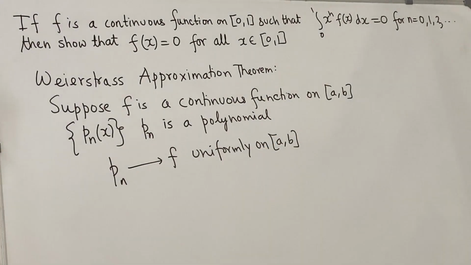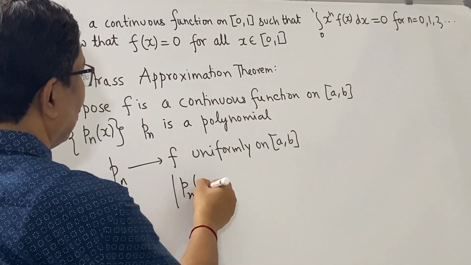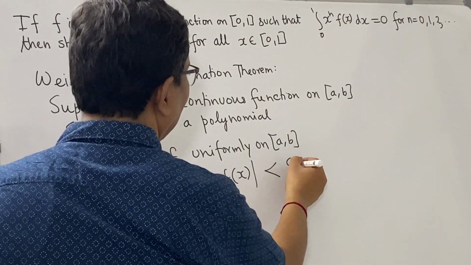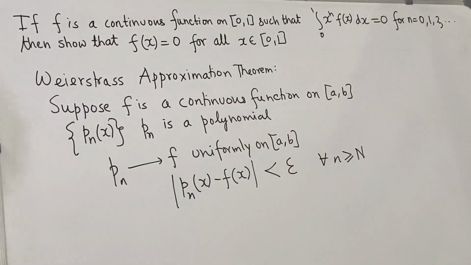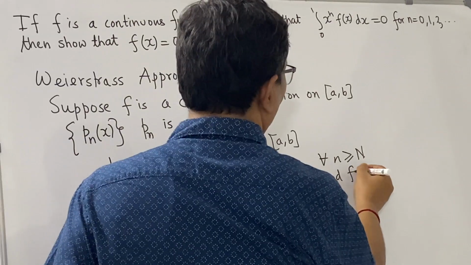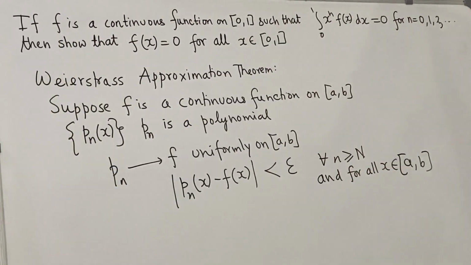That means if n is large, |P_n(x) minus f(x)| is less than any arbitrary quantity epsilon for all n larger than some value capital N and for all x belonging to the closed interval [a, b]. So, this result, which is a very important result, is known as the Weierstrass approximation theorem. It tells us that every continuous function can be approximated by using polynomials for all values of x within the closed interval [a, b]. So, we will use this result in this case.